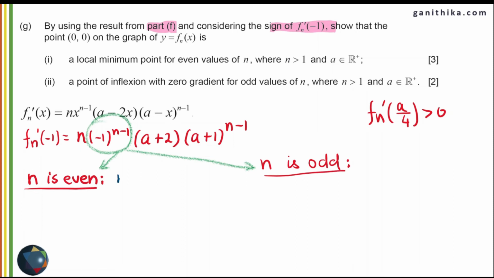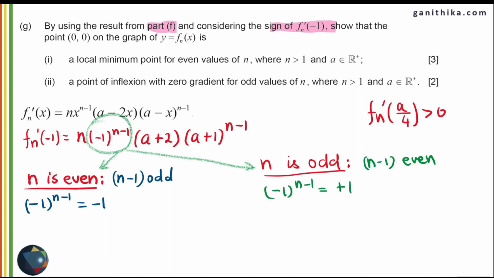When n is even, n minus 1 is odd. When n is odd, n minus 1 is even. Therefore, raising -1 to the power of odd will give you a negative value, and raising -1 to the power of an even number will give you positive 1. Therefore, when n is even, the fn dash of -1 is going to be negative, whereas when n is odd, it's going to be positive. So these are the signs for fn dash of -1 for even values of n and for odd values of n.